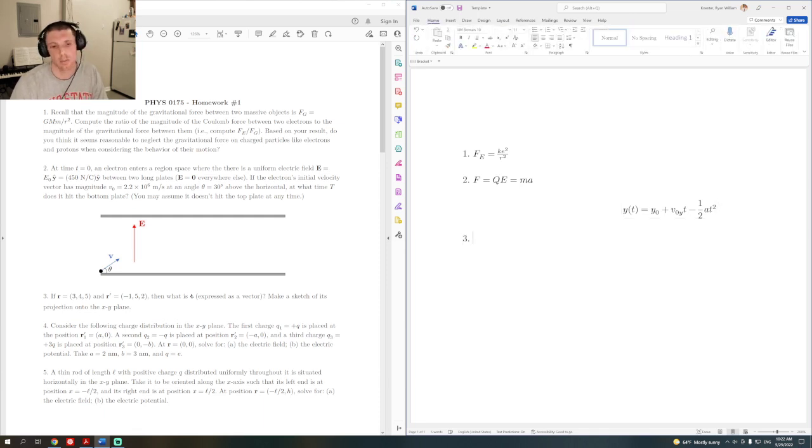Number three is just kind of a math thing. I don't really intend to emphasize that, but you just want to remember that the script r is the separation vector, right? So you just take the r vector and subtract from that the r prime vector, and then I just wanted you to draw the x and y components. So that's that. Let's see, number four.